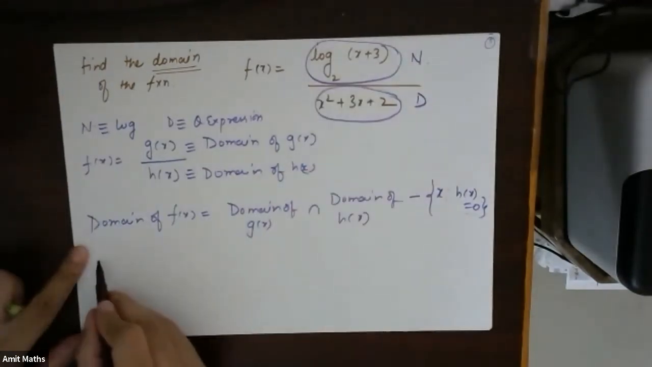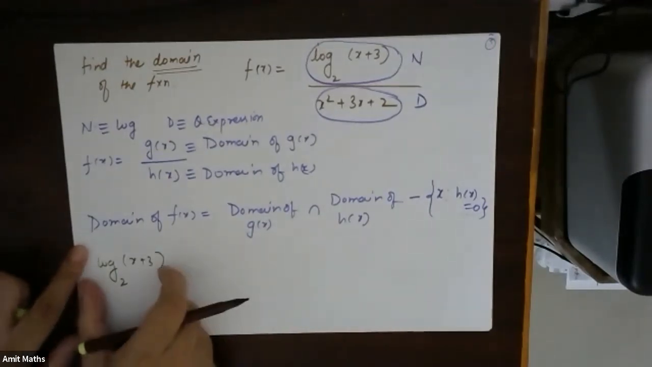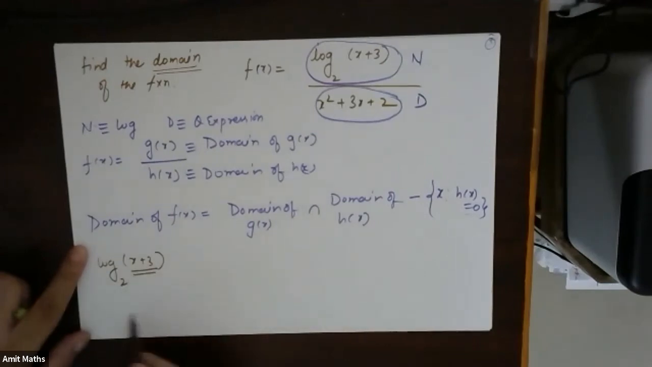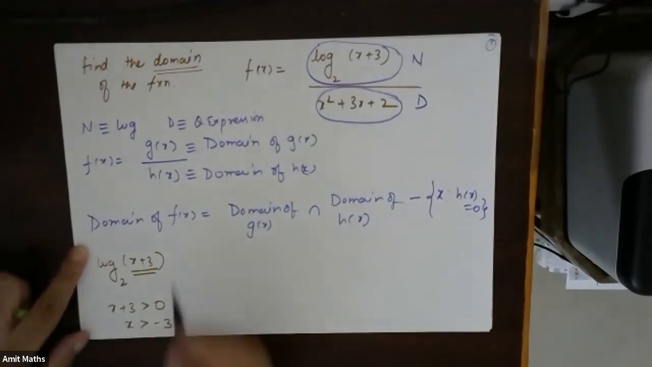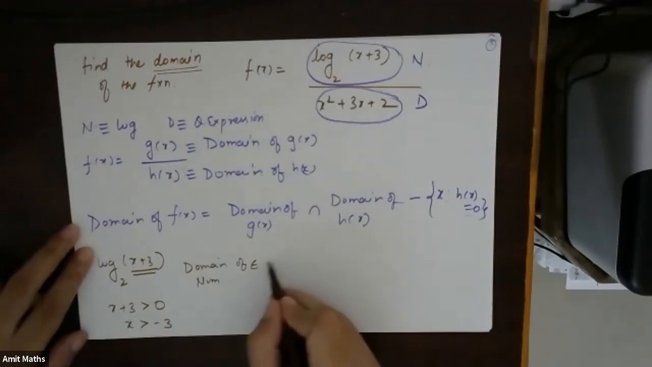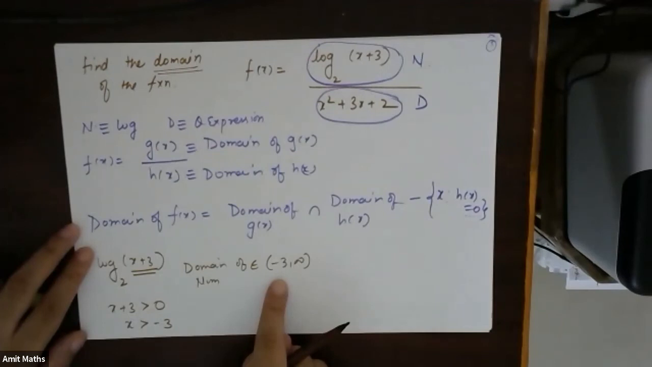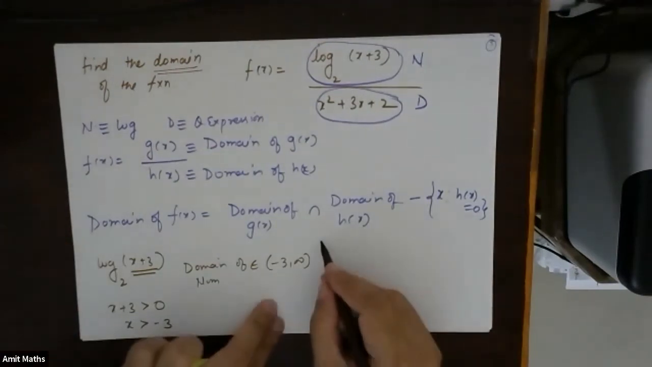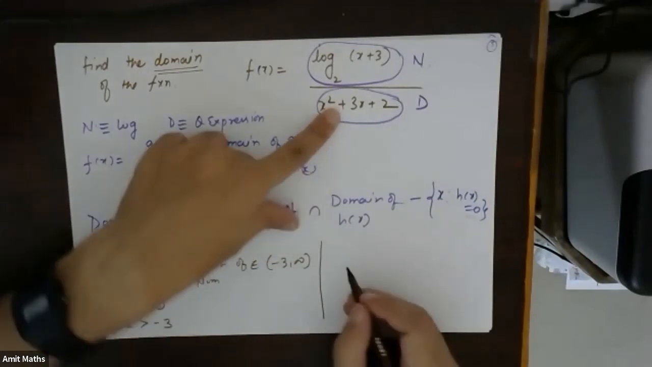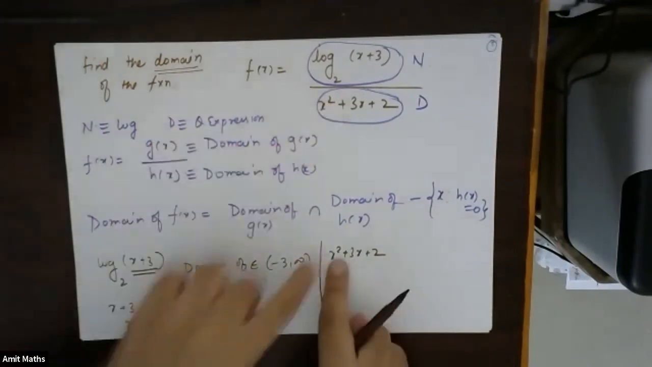So first I will find the domain of log base 2 of (x plus 3). Now for this, what should be the domain? This should be greater than 0. x plus 3 should be greater than 0. So that means x should be greater than -3. So the domain of the numerator belongs to (-3, infinity). Also, I will check for the denominator. Denominator is x square plus 3x plus 2. Now this is a quadratic expression.